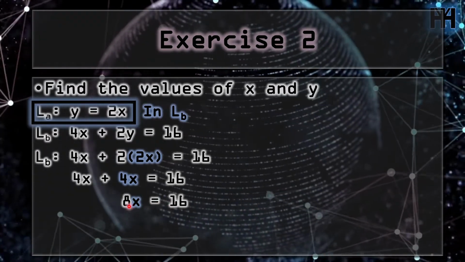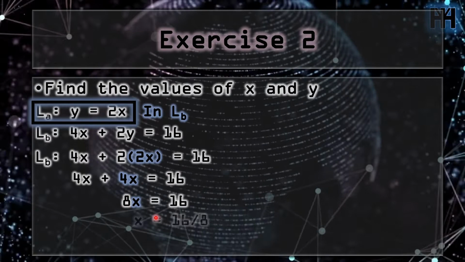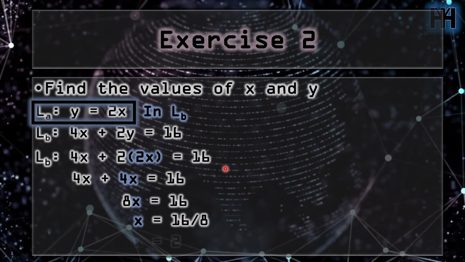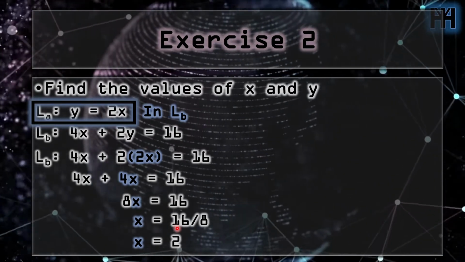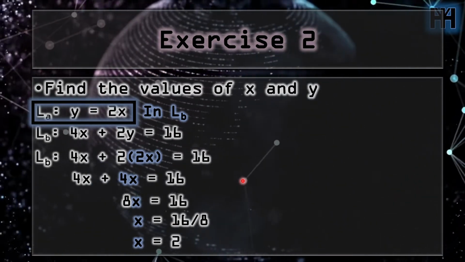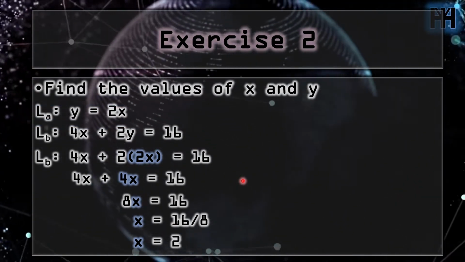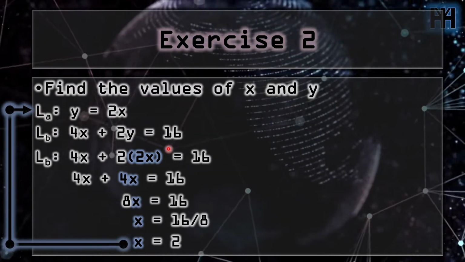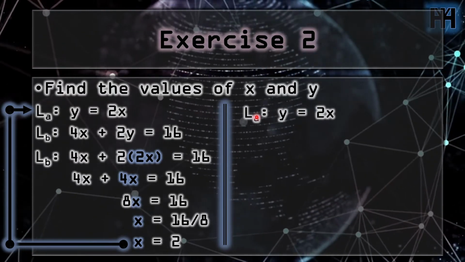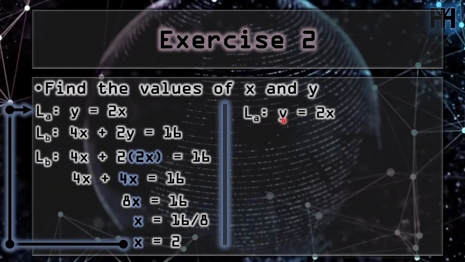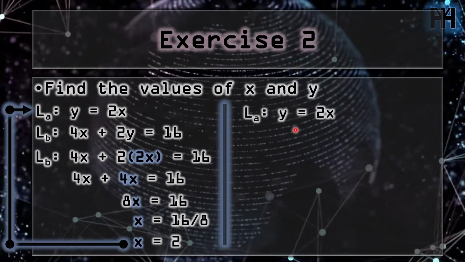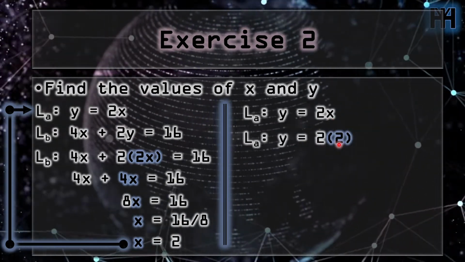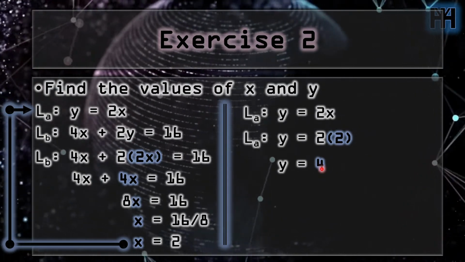So for x, we send the 8 by dividing to the other side. So we will have x equals 16 over 8. So the value of x will be 2. Okay, let's take the 2 and substitute in LA. Let's write LA again here. So you have LA, y equal 2x. So we put the value of x equal 2. So we have y equal 2 times 2. So we have y equal 4.